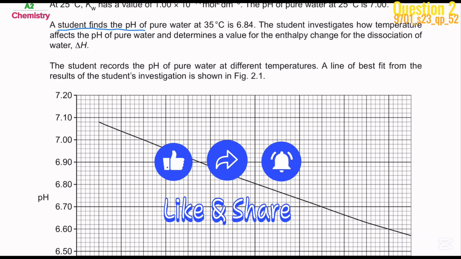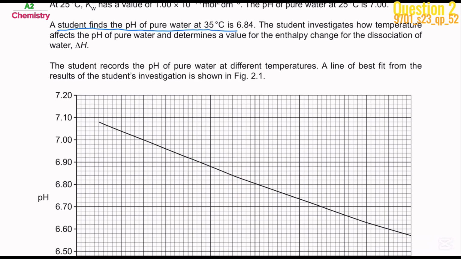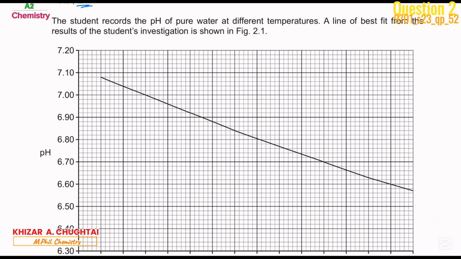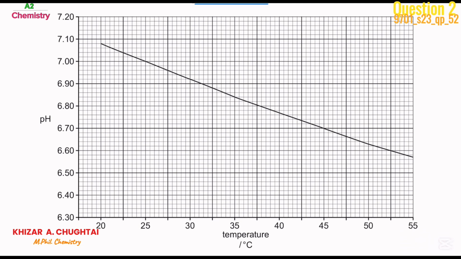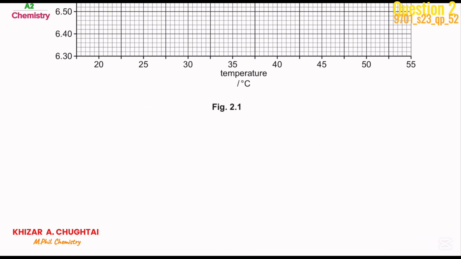A student finds the pH of pure water at 35 degrees Celsius is 6.84. The student investigates how the temperature affects the pH of pure water and determines the value of the enthalpy change of dissociation of water, delta H. The student records the pH of pure water at different temperatures. A line of best fit from the results of the student's investigation is shown in figure 2.1. Here is this figure.